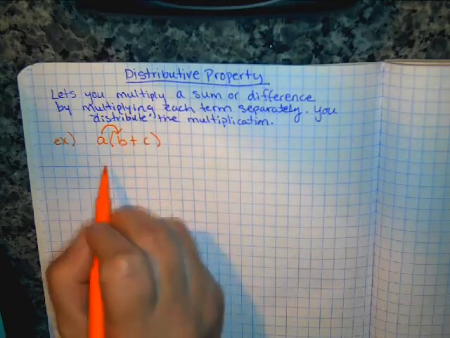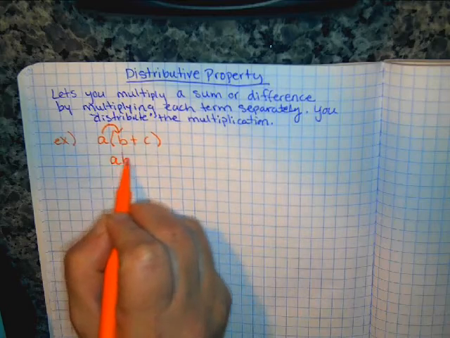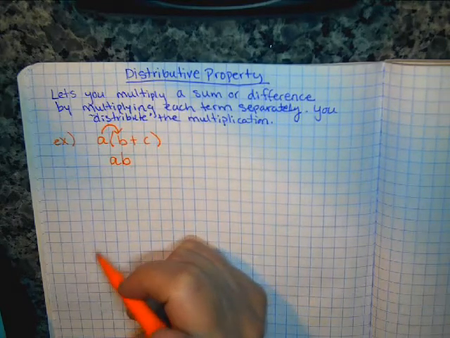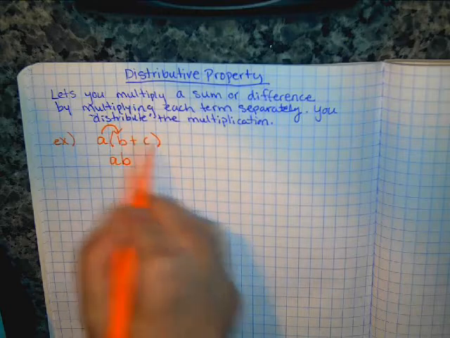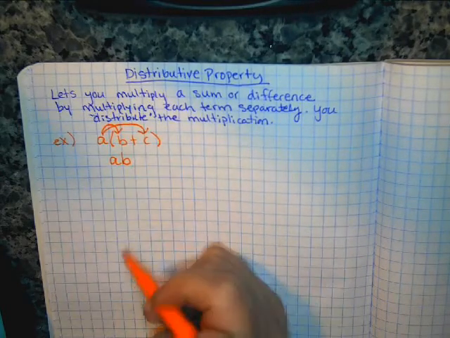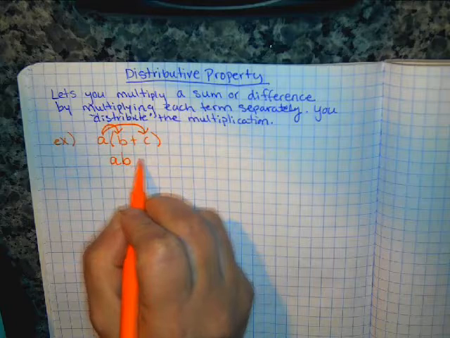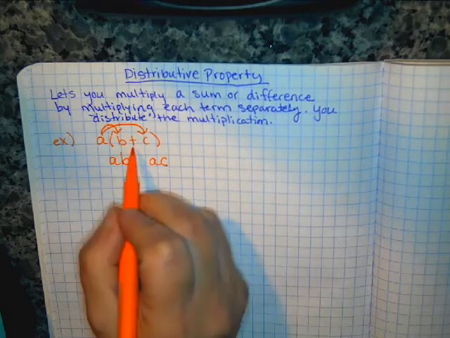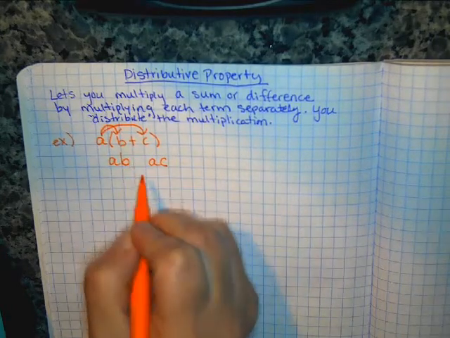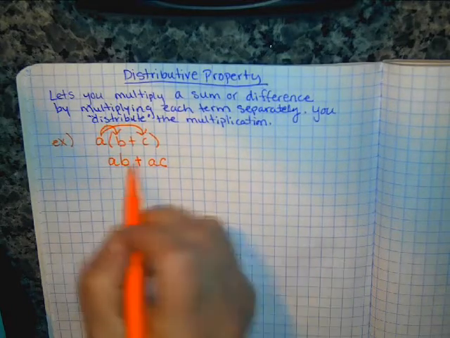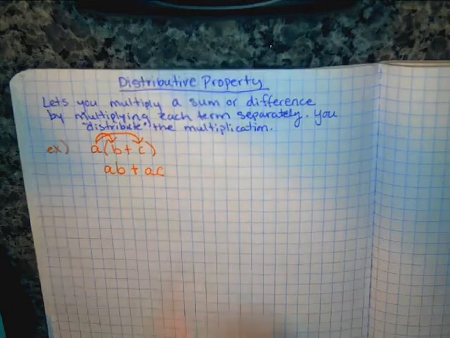A times B. And now remember, when we write multiplication with variables, we just write them touching. We don't have to put a multiplication symbol. But we don't leave anyone out. Everybody wants a donut. So we got to go to the C and we got to do A times C. And we leave our symbol the same. So we're adding A times B plus A times C.